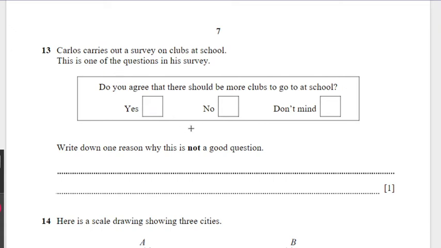Maybe not enough options, right? Not enough options, maybe because this question is like whether you agree or not, that's all. So this question is actually forcing you to agree or disagree. So he should have other options. Okay, so we can write not enough options.